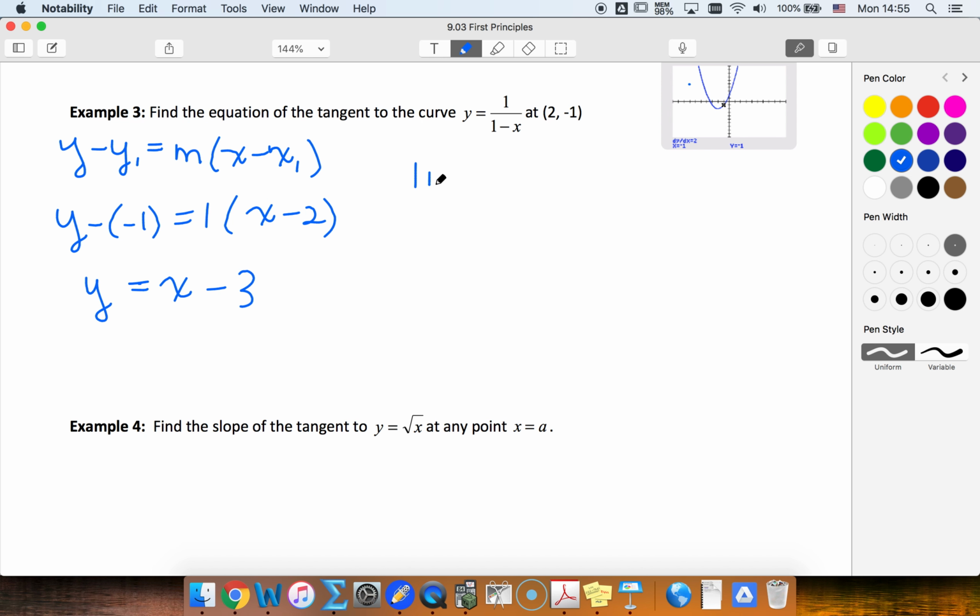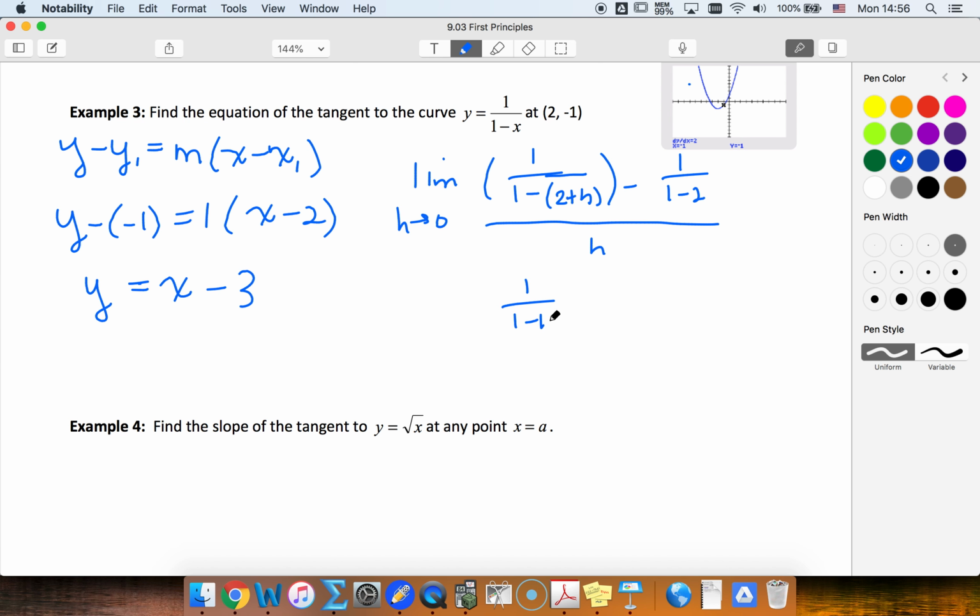So we're going to find our limit as h approaches 0 of 1 over 1 minus x plus h. So here my x value is 2. So 2 plus h, minus 1 over 1 minus 2, all over h. And this is going to give me 1 over 1 minus h. This is going to be negative 1, so plus 1 all over h.